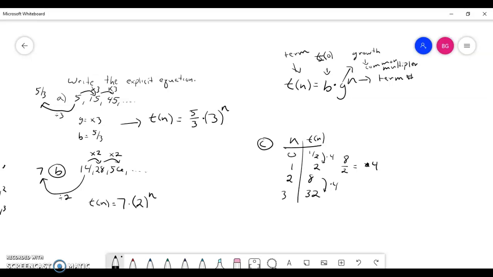So we're going to write the explicit equation here as T of n equals, our starting value is 1/2, and then times our growth, which is 4. We don't know how many times we're going to multiply by 4, so that is to the nth power. And that would be the explicit equation here.